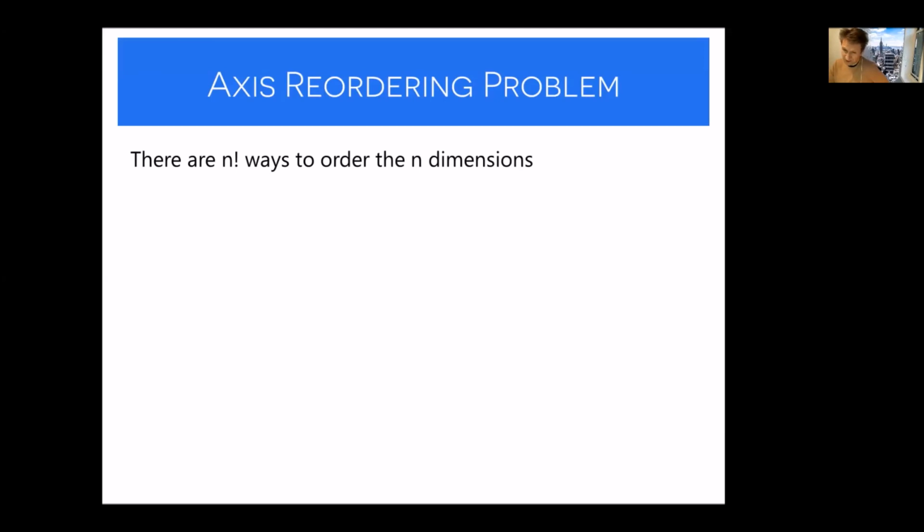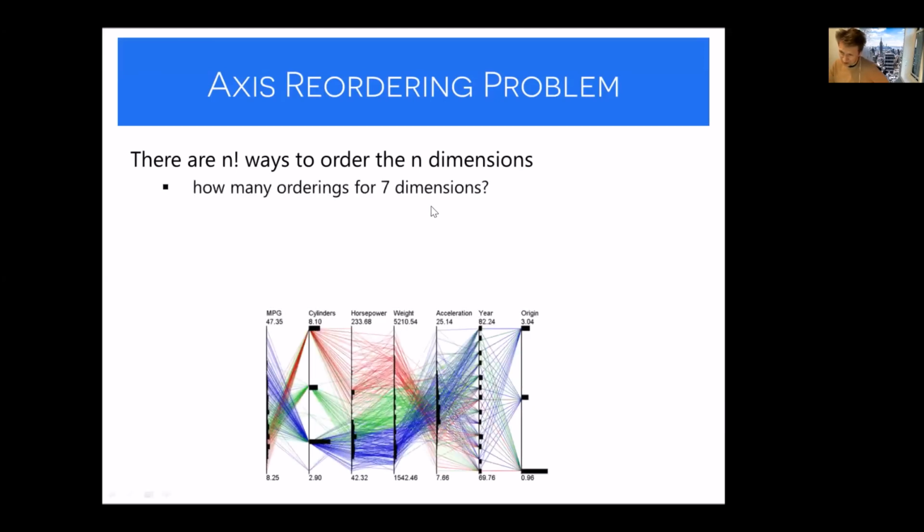So think about it. How many orderings for 7 dimensions? There actually turn out to be 5,040 orderings. Okay, 5,040. That's a lot of orderings. If you want to explore all of them, good luck, right? Have fun. It's a lot of orderings to explore.